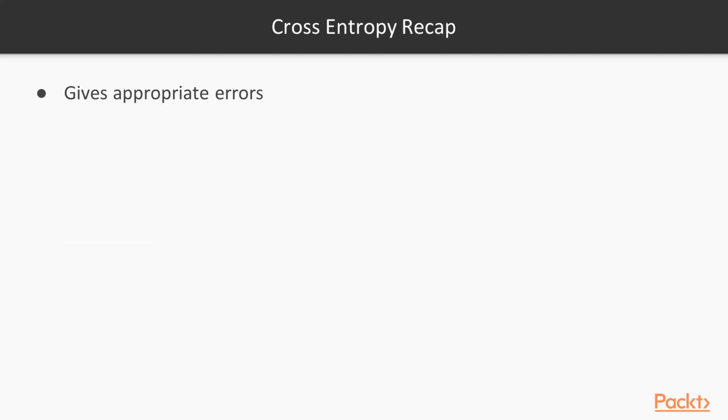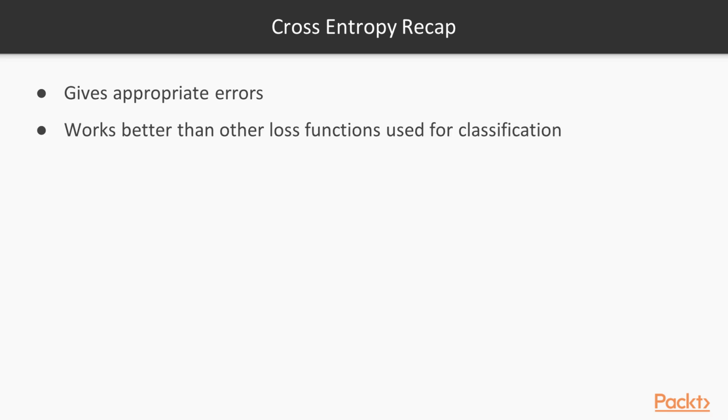So it gives appropriate errors for classification. You can't really do classification with regression. It becomes very hard to try and use multiple variables. So it works better than other loss functions and is the standard loss function that you'll use for classification. It's also statistically principled, which we didn't really talk about because you have to understand things like information theory and entropy, which we don't have much time to go into now. But I do encourage you to read around the area if you want to.